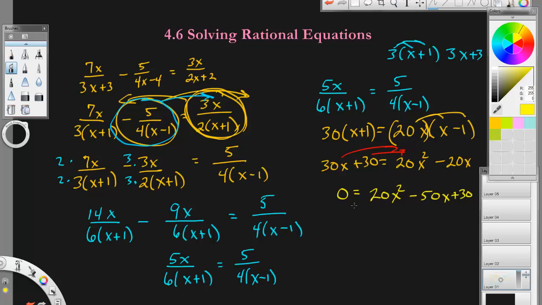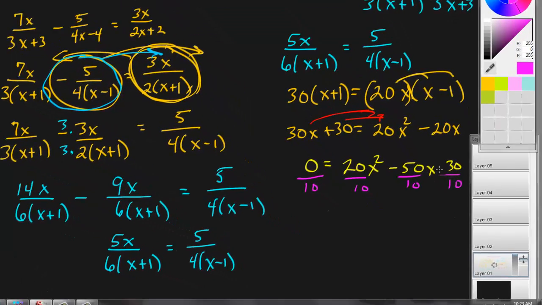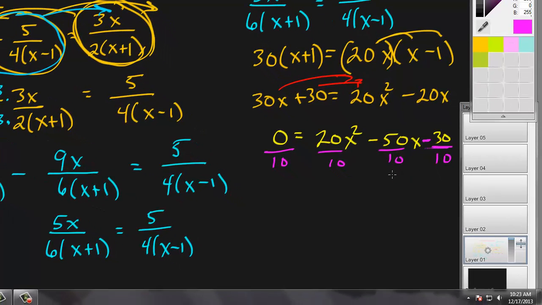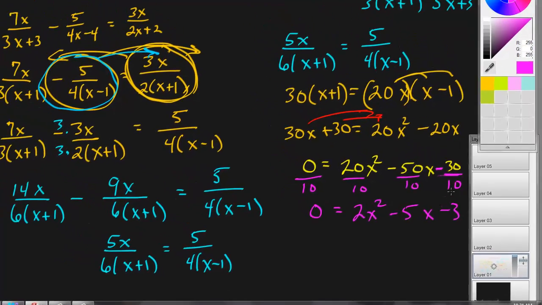Okay, now, pro tip here. We can actually cut this down by dividing everything by 10. See how 10 goes into everything? We can just do this, and I'll do it in purple. Divide everything by 10. Remember, you can do anything you want to an equation as long as you do it to everything. We have a small little correction here. That should be a minus right there. That should be minus 30. Okay, so this would be 0 equals 2x squared minus 5x minus 3.